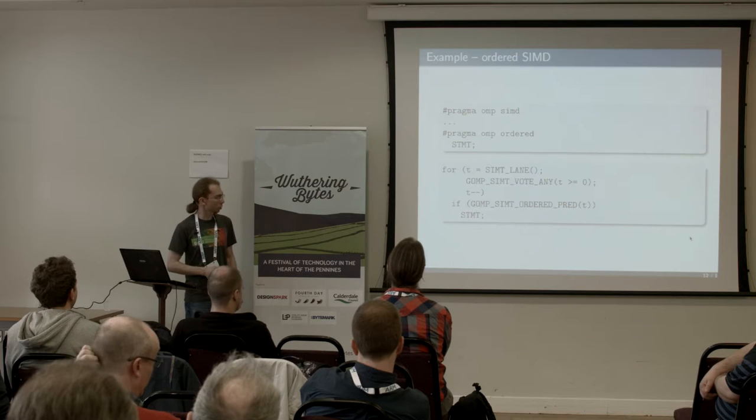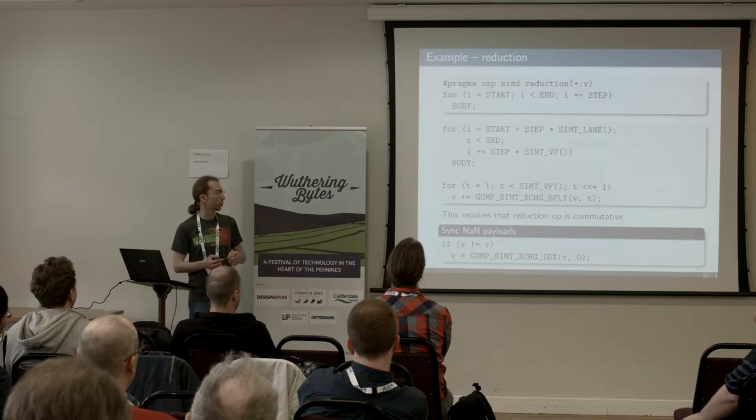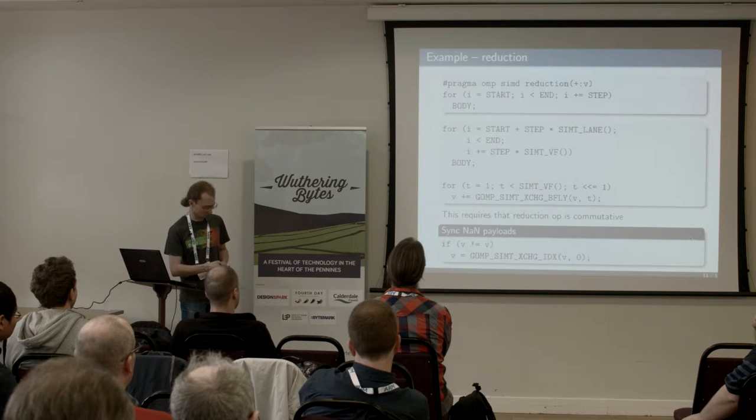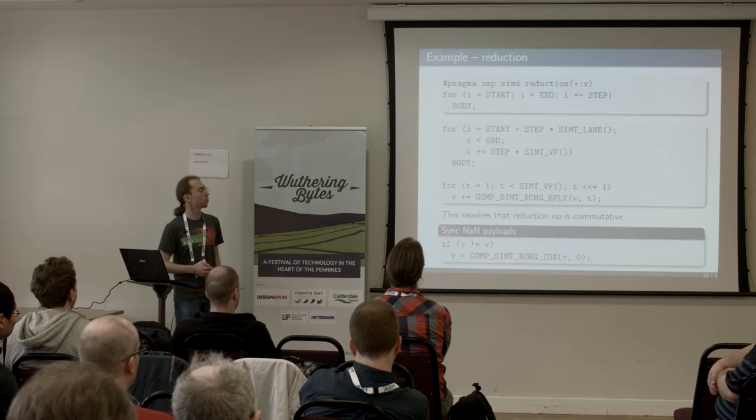And so we make one additional step. We have to synchronize the NaN payload. So if the value is not equal to itself, we have to propagate one single NaN. It doesn't matter from which lane, so we can take lane 0 and copy it everywhere.